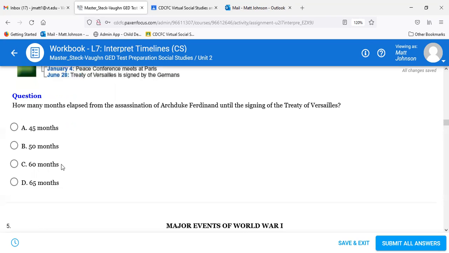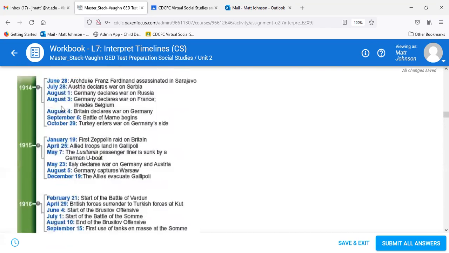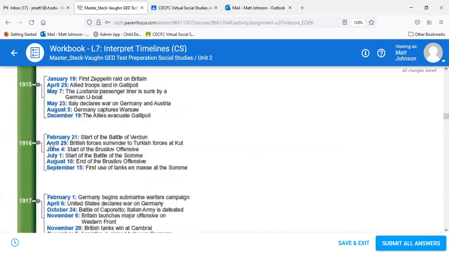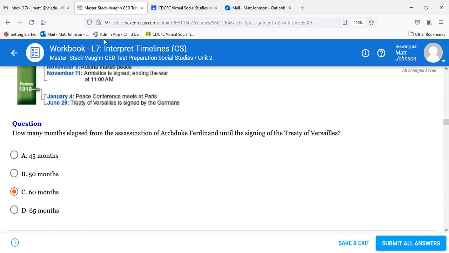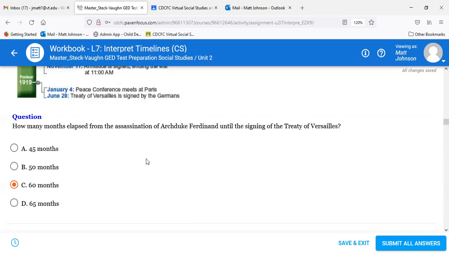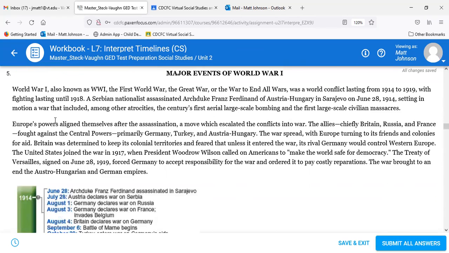C, 60 months. Yep, 60 months, right? We see that real clearly on the timeline. So June 28th, 1914 to June 28th, 1919. That's 5 years, 12 times 5, 60, a little math in your social studies class today. So yeah, 60, C as in cat for number 4.